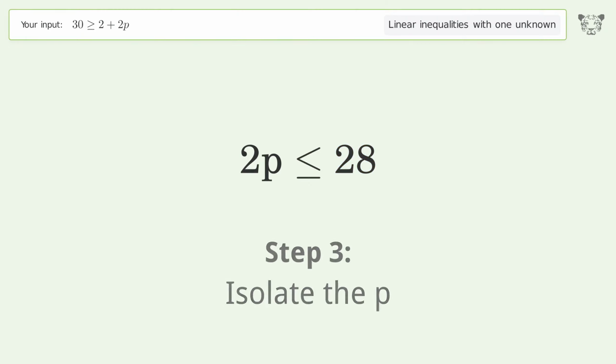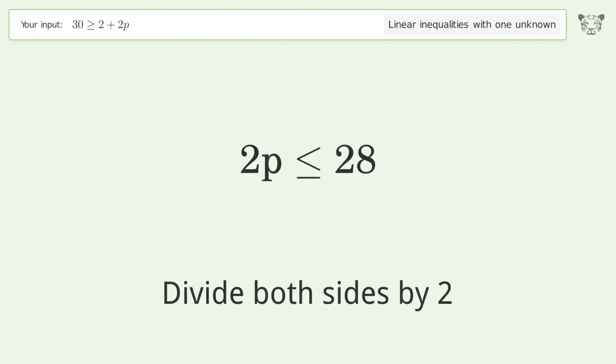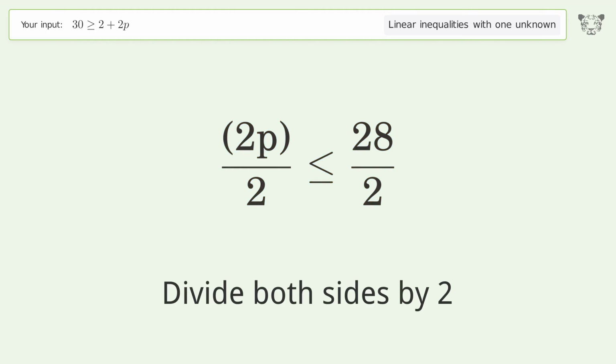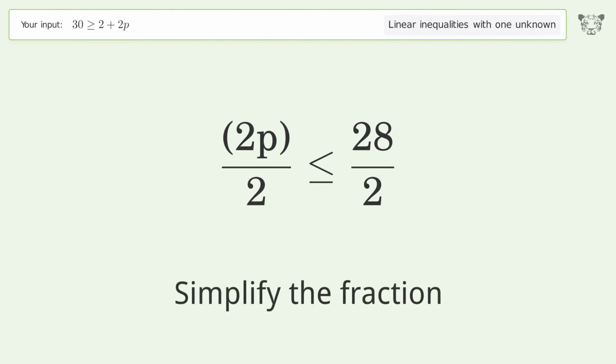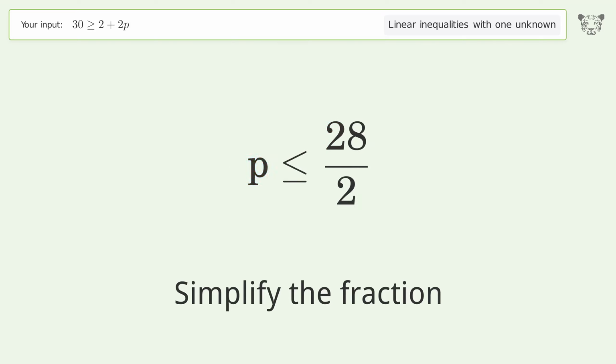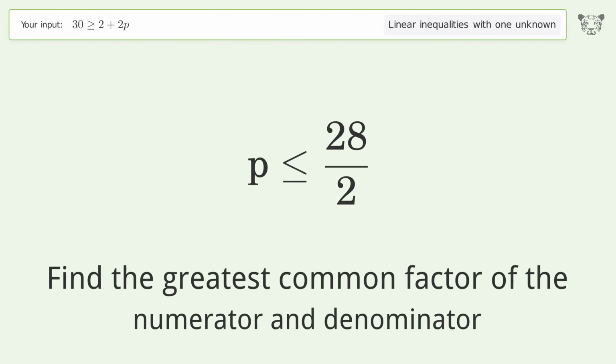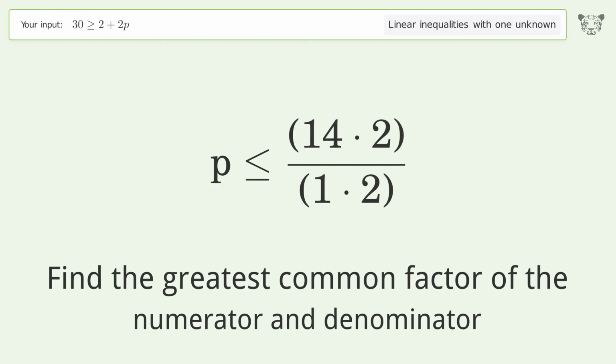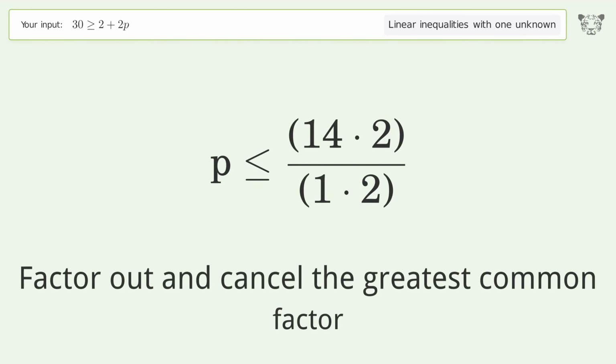Isolate the p. Divide both sides by 2. Simplify the fraction. Find the greatest common factor of the numerator and denominator. Factor out and cancel the greatest common factor.